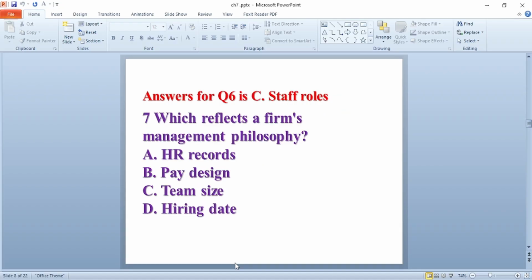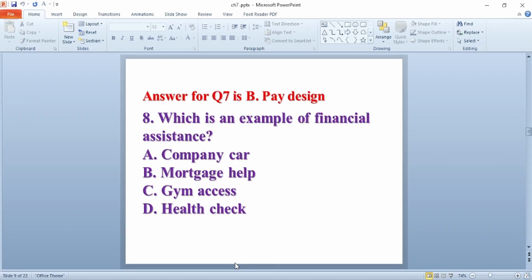Question number 7. Which reflects a firm's management philosophy? A. HR records. B. Pay design. C. Team size. D. Hiring dates. The answer for this question is B. Pay design.